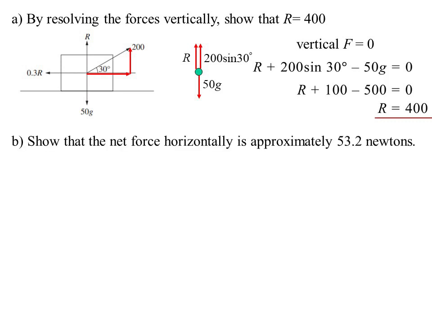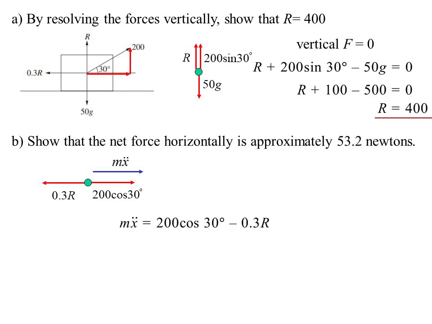Now we're going to look horizontally, and they say, show that the net force horizontally is about 53.2 newtons. I'm going to say to the right is going to be my positive direction for this, because that's the way they're pulling, the direction I'm traveling. And the horizontal component, 200 cos theta, but we also have this 0.3R in the opposite direction. So mẍ, resultant force, 200 cos 30 minus 0.3R.